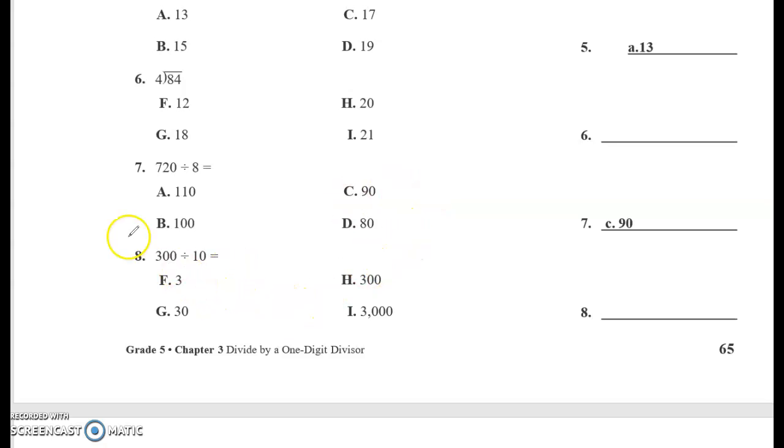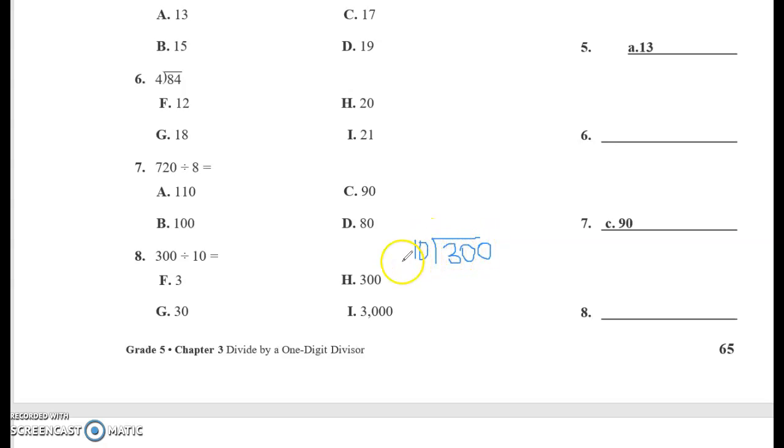Okay, so let's go ahead now and try number 8. So we have 300 divided by 10. So I'm going to set that up this way. It's easier visually. Okay. Well, I did it mentally. You did it mentally. That's great. So can you guide us through, Melanie?